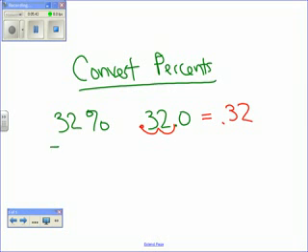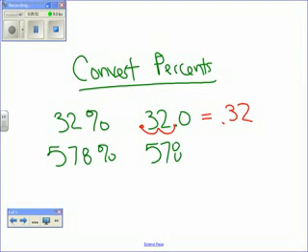Another example would be 578%. So now I have the number 578.0, so the decimal's at the end. I want to move that decimal 2 places to the left. So now I have 5 and 78 hundredths.